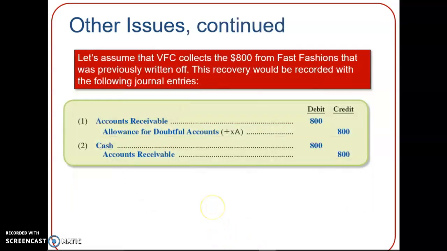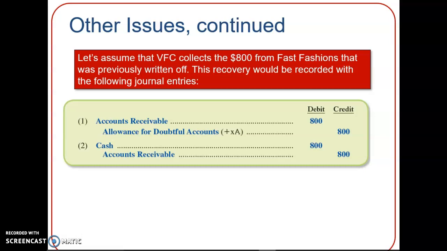So let's see. Let's say VFC collected the $800 from Fast Fashion that was previously written off, remember, in January, in February. So the recovery would be recorded with the following two journal entries. First, we reverse the write-off, so we do the opposite of the write-off journal entry. We say debit, accounts receivable, $800, credit, allowance for doubtful accounts, $800. And second, we recognize the receiving of the cash payment. Debit, cash, $800, credit, accounts receivable, $800.